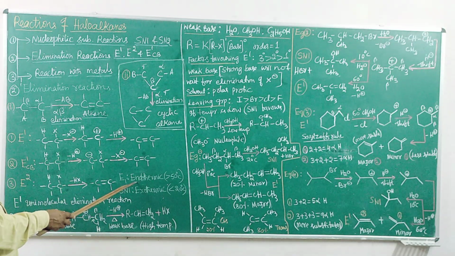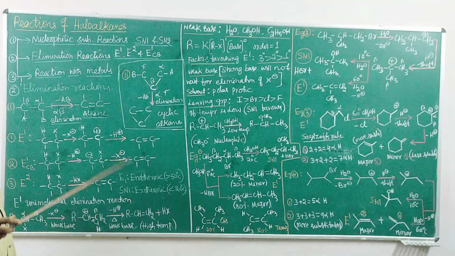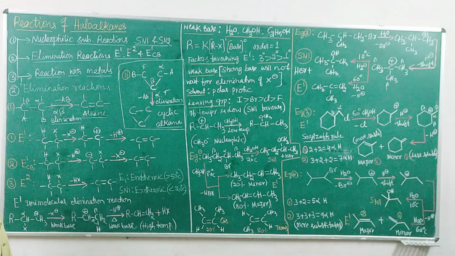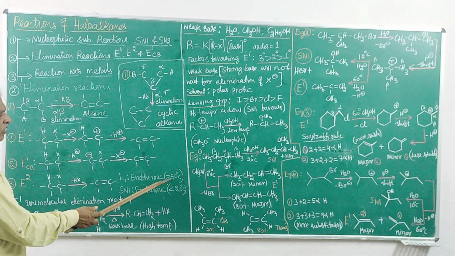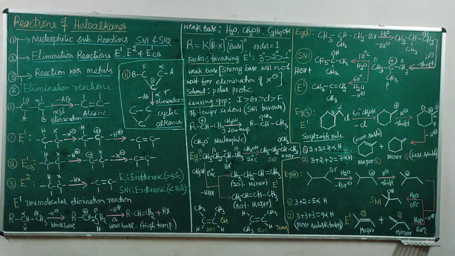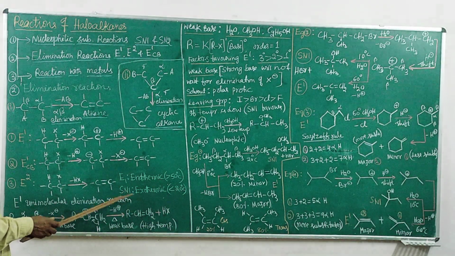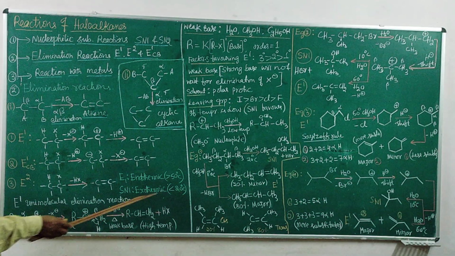That is endothermic. Endothermic means at high temperature. The system is required to be heated, so it is more than 50 degrees. The temperature required is more than 50 degrees for elimination. What about the SN1 mechanism? That is at low temperature. Heat is liberated, that is less than 20 degrees.